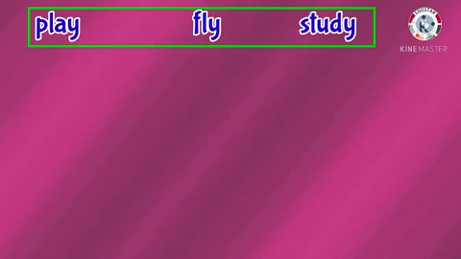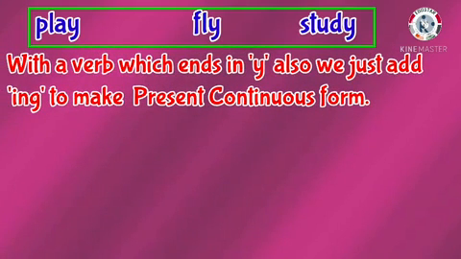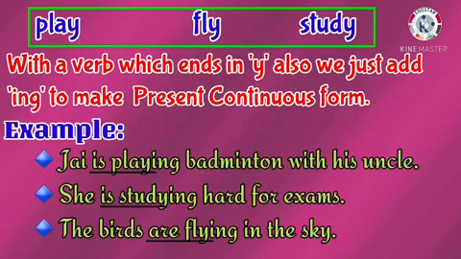What about play, fly, study, etc.? These verbs end in y. Here also, we are adding ing. For example, Jay is playing badminton with his uncle. She is studying hard for exams. The birds are flying in the sky.